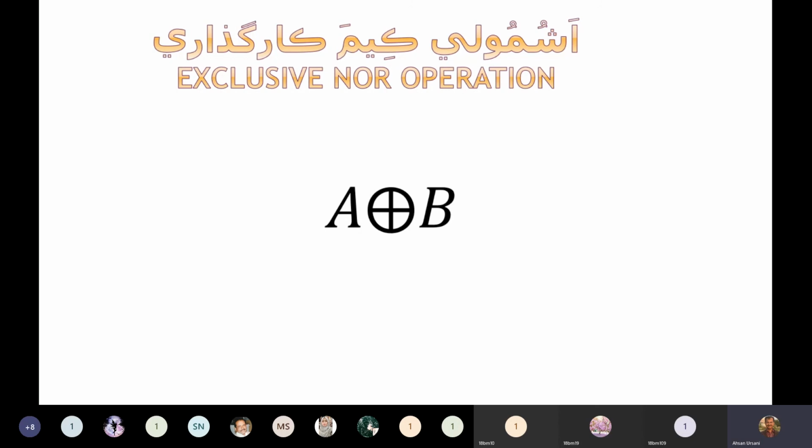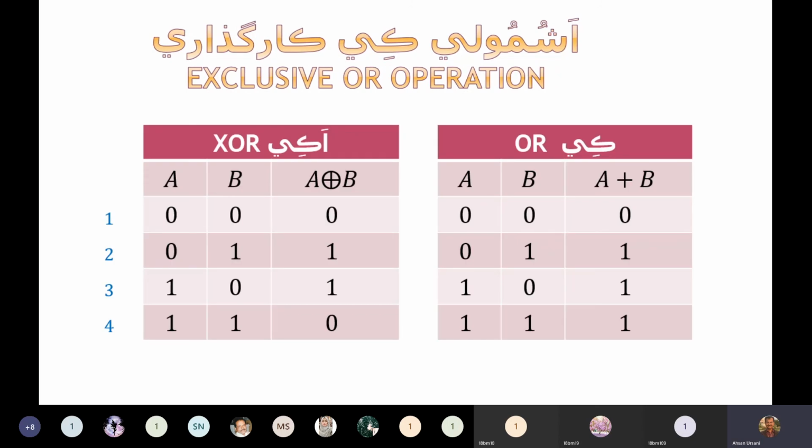What is the symbol of exclusive OR? Plus sign. Plus sign and circle.